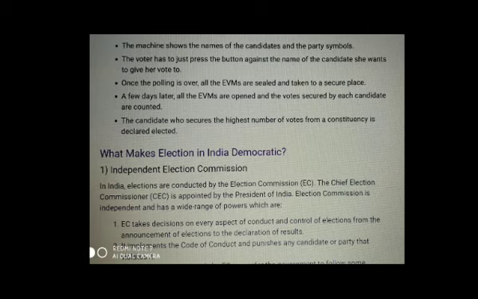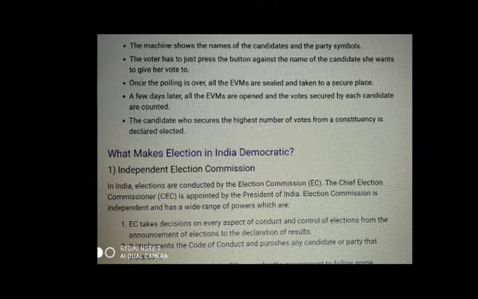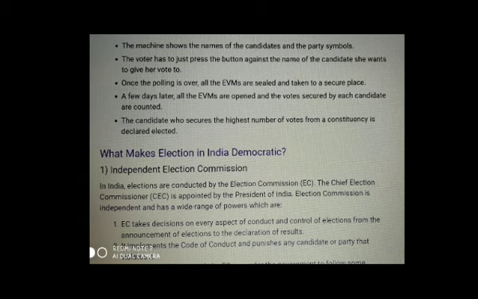After that, I would like to talk about what makes election in India democratic. Independent Indian Election Commission. In India, elections are conducted by the Election Commission, in short EC. The Chief Election Commissioner, in short CEC, is appointed by the President of India. Election Commission is independent and has a wide range of powers, which are: first one, EC takes decision on every aspect of conduct and control of elections, from the announcement of elections to the declaration of results.